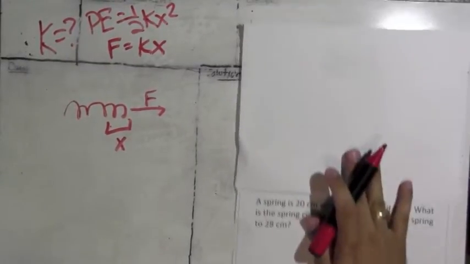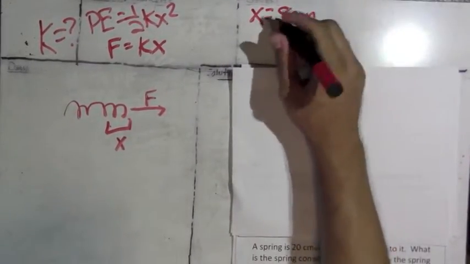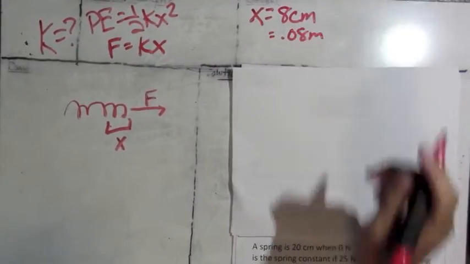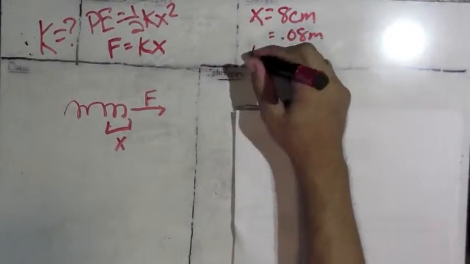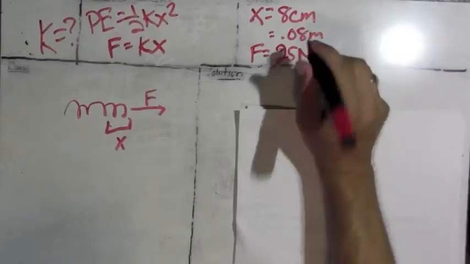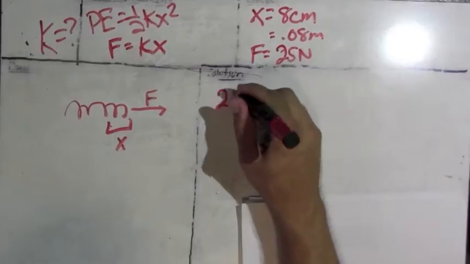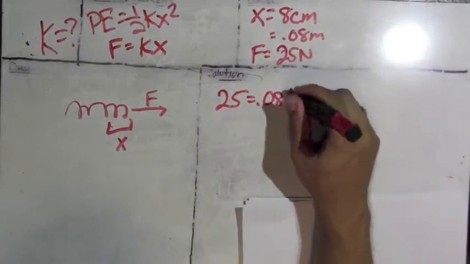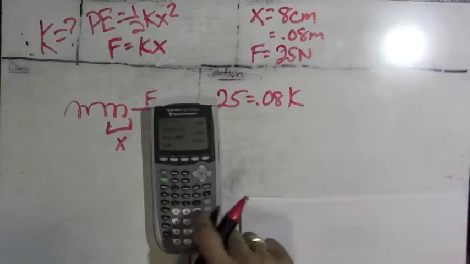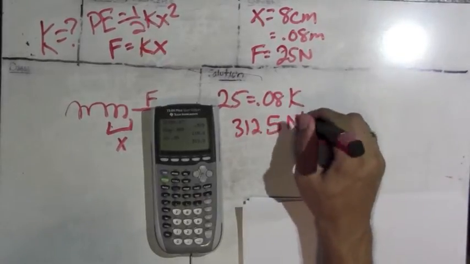of the spring constant. So it says a spring is 20 centimeters when 0 newtons is applied to it. So now when it's 28 centimeters, we know that the x value is actually 8 centimeters. We don't deal with centimeters, so it would be 0.08 meters. We know that the force value is 25 newtons. And we can solve for it using Hooke's law. Hooke's law basically says 25 equals 0.08 K. Divide both sides by 0.08 and you get 312.5 newtons per meter.